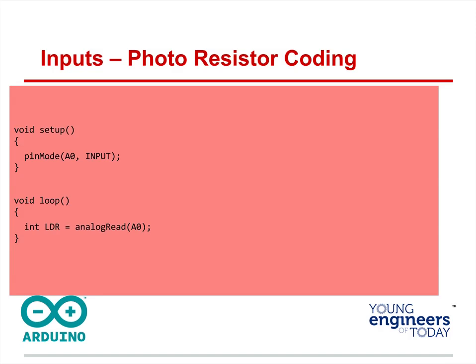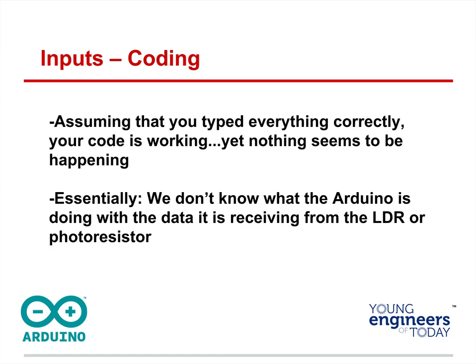Then you have void loop, and it says, define a variable called LDR, that's what int LDR equals, and assign whatever you're getting off the analogRead of A0. Off that pin A0, take that value and assign it to LDR. If we did this and ran the program, nothing would seem to happen. It is getting the information from the photoresistor, but it is not reporting it.